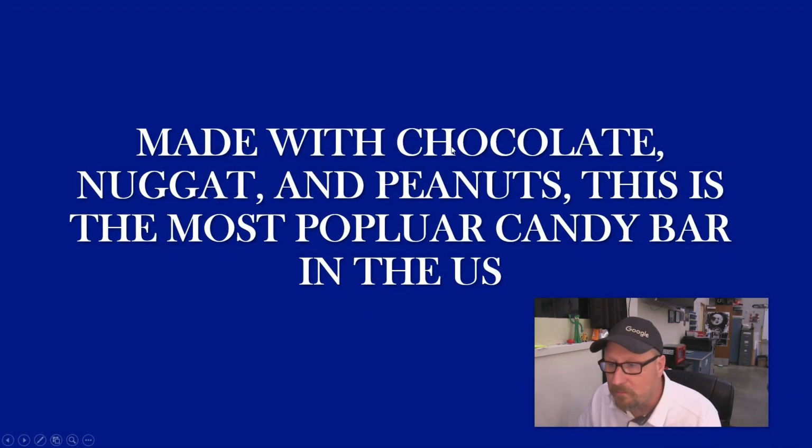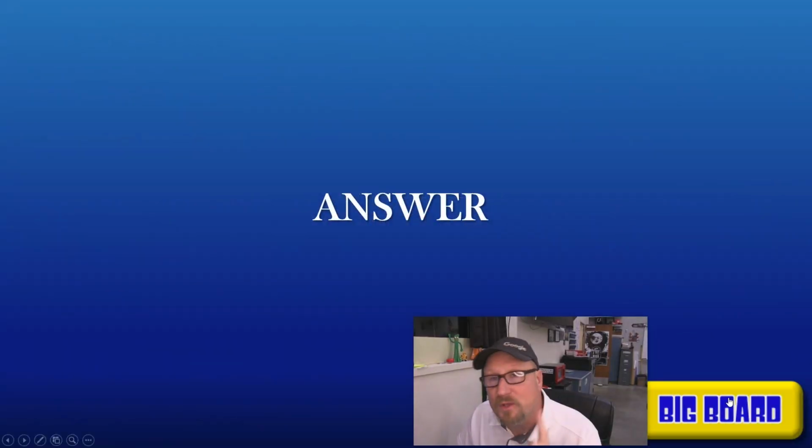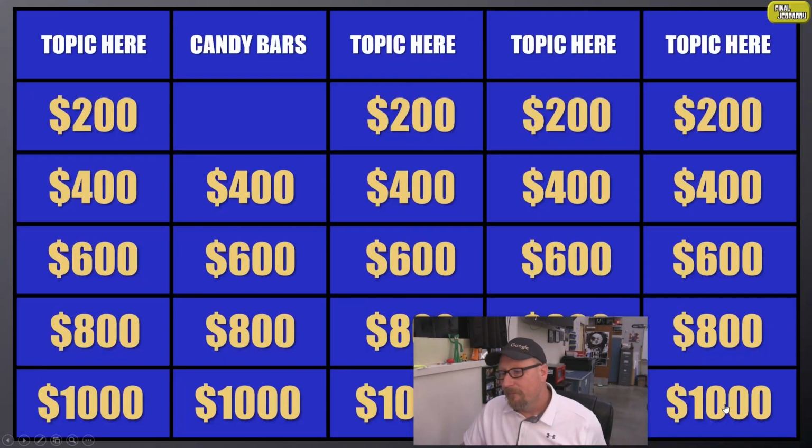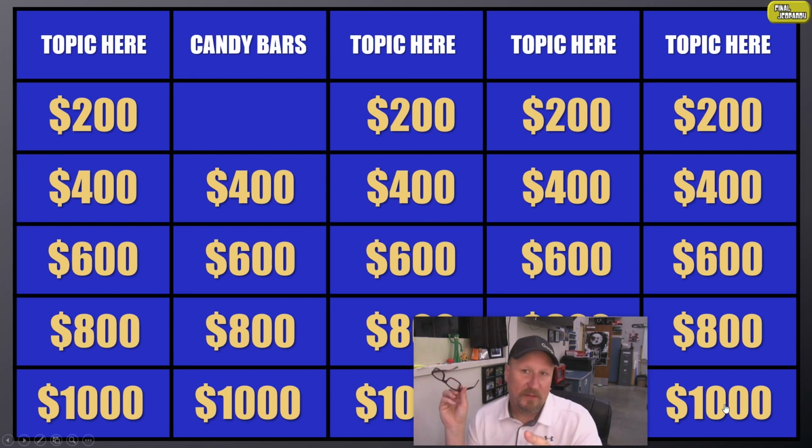Takes me to that question, made with chocolate, nougat, and peanuts. Hit for the answer. Takes me there. Now watch the magic of the board, everybody. When I click on this thing, look what happens. Because the way I've enabled this thing is that after I've clicked on that $200 amount, it will now disappear.